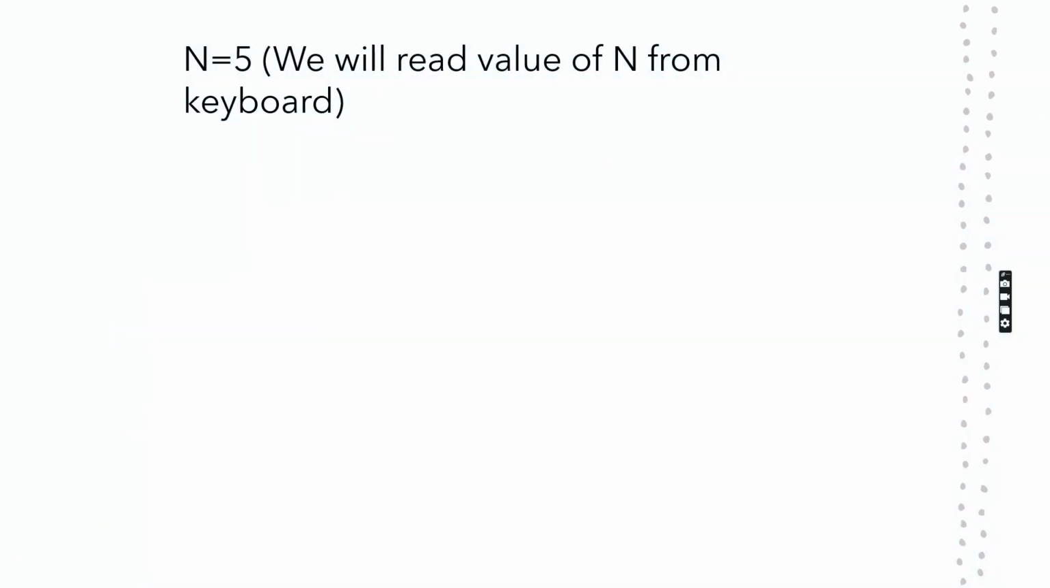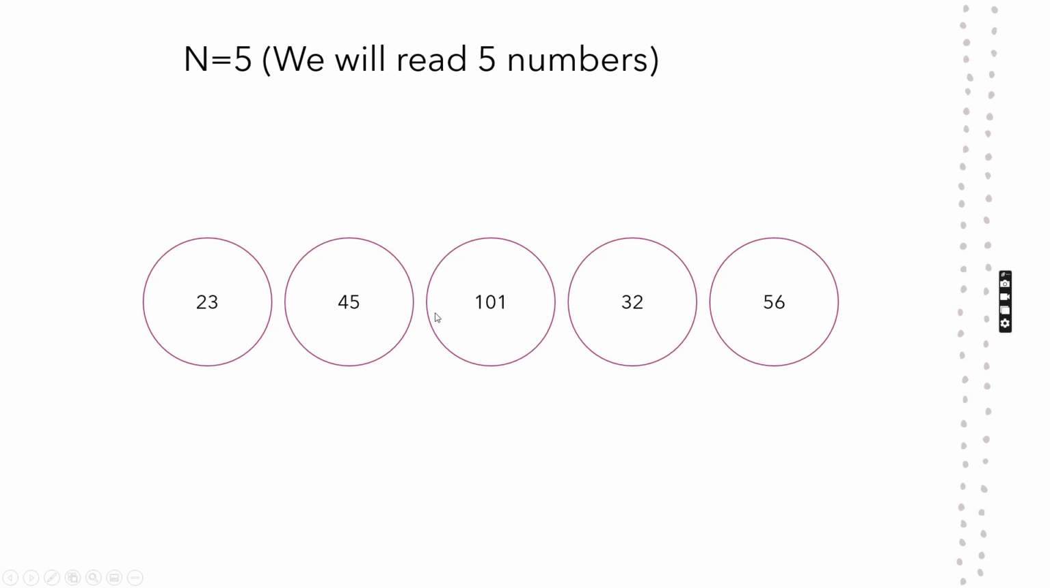So guys, let's solve this problem. We will read some value from the keyboard to our variable n. Let it be 5. Then, if we read 5, it means that we will read 5 numbers from the keyboard. Then we must print out the first number, the middle number, and the last number.